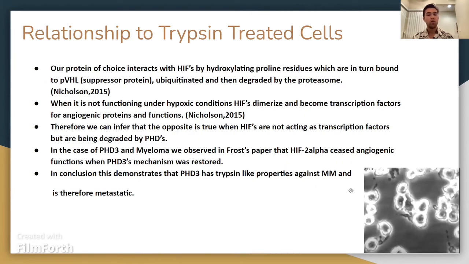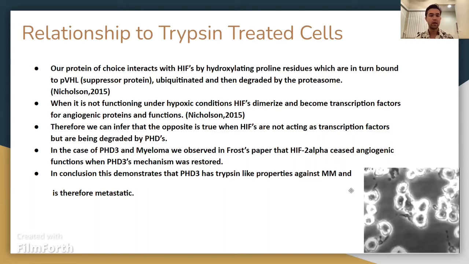So PHD3 is related to trypsin in the fact that they both work metastatically. PHD3 interacts with HIF by hydroxylating the proline residues, as we said before. And this leads ultimately to the degradation of HIF through a few different processes, ubiquitination and other details that we won't discuss here.